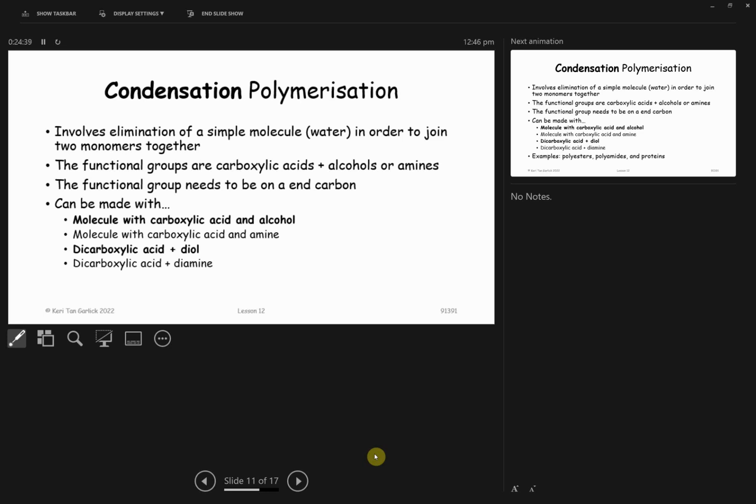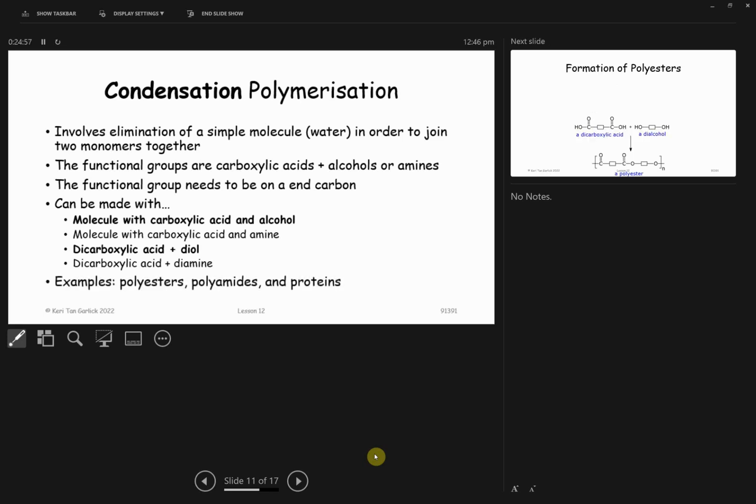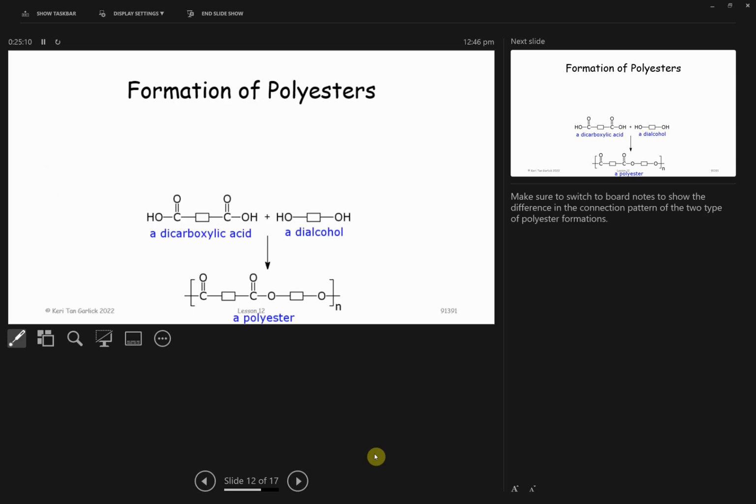So like I said, carboxylic and alcohol or carboxylic and amine. With the carboxylic and alcohol, that's going to form our esters and make the polyester. With the carboxylic acid and the amine, that's going to form our amides. So we'll do the amides later. We'll just focus on the polyesters today. So like I said, with the examples, polyesters, polyamides, and those polyamides are really important because that's what's going to be our long amino acid chain that's going to then fold into the proteins. So there's a little biology link there.